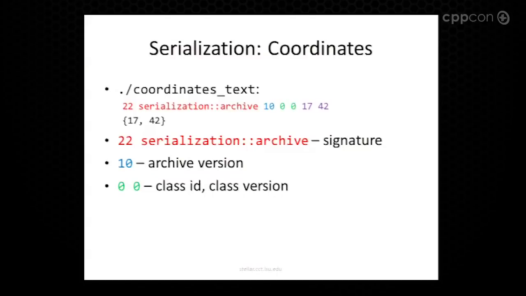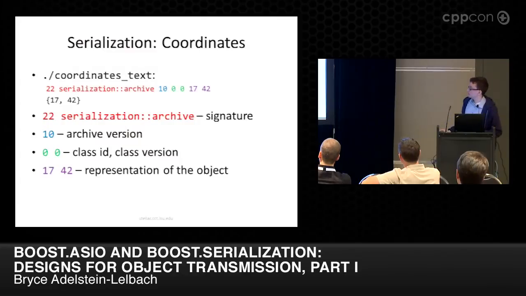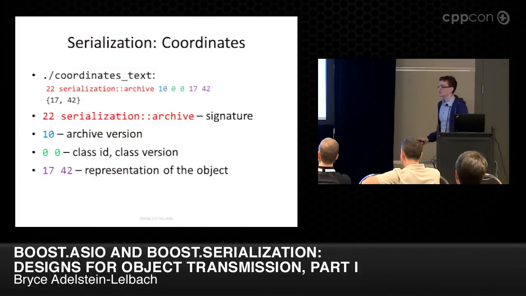Next you've got the class ID, which is 0 because we've just got one class, the coordinate, and then the class version. There's nothing in there where we assigned the class version, so it's just got a version of 0. And finally, we've got the actual representation of the object. In the binary archive, it obviously wouldn't look like this, but it would be similar. You'd have all these different parts. You're going to have only one archive version for the entire archive, but then for each class, you're going to have the class ID and the class version. And for each instance, you'd have the representation of the object.